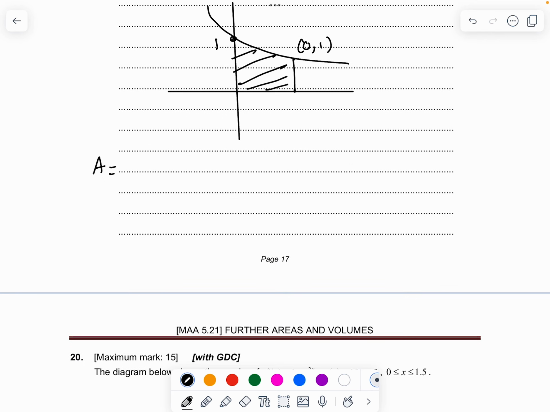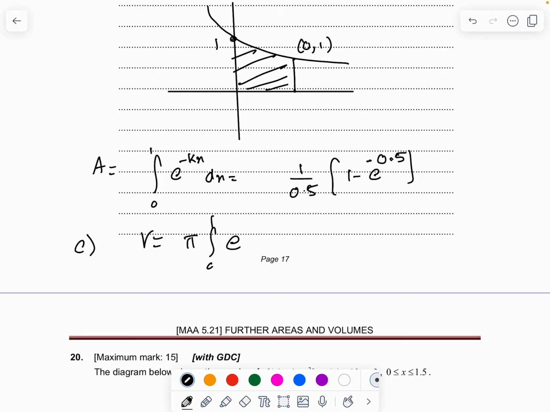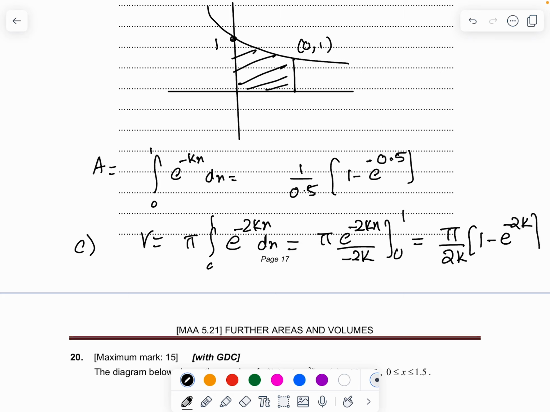Now we have to find the area for that. 0 to 1, e power minus kx dx, and k value is 0.5. So 1 minus e power minus 0.5. Finding the volume. Pi integral 0 to 1 e power minus 2 kx dx. So pi e power minus 2 kx divided by minus 2k from 0 to 1. Substitute the limits and find the final answer. It should be pi by 2k, 1 minus e power minus 2k.